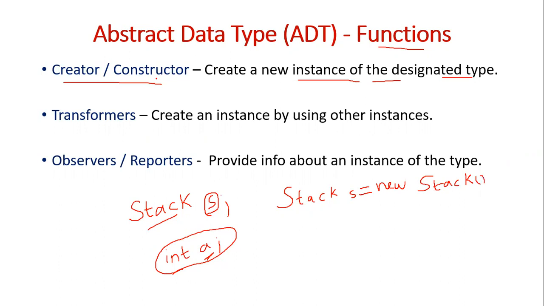So there is a creator or a constructor function which is used to create a new instance of the designated type. Transformers are used to create an instance by using other instances.